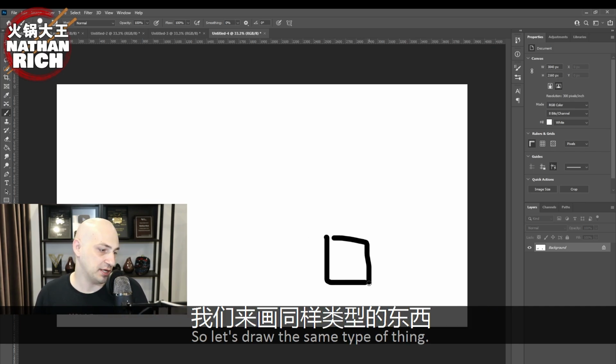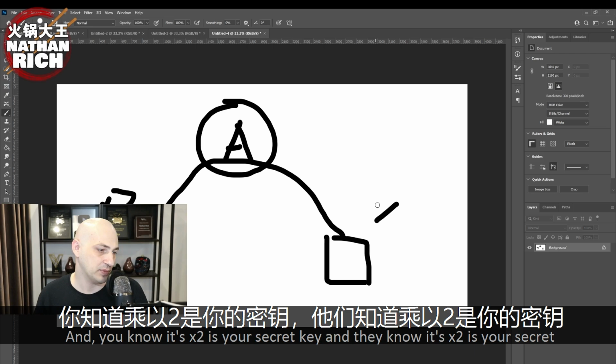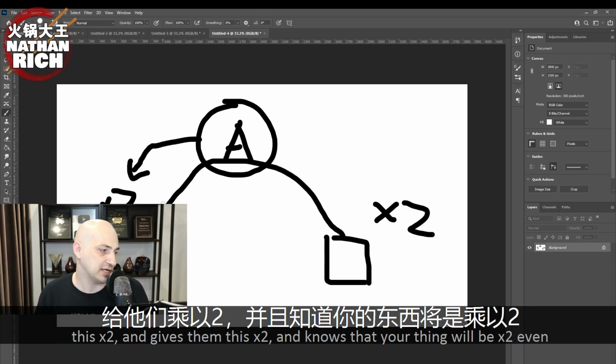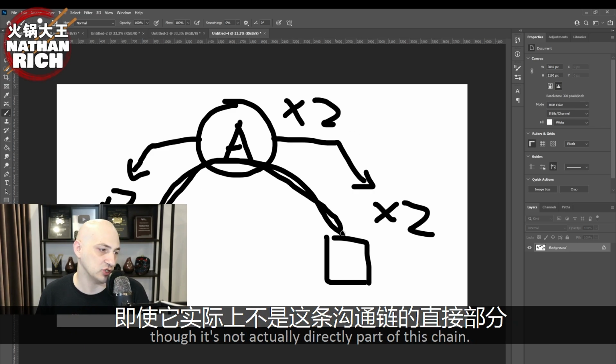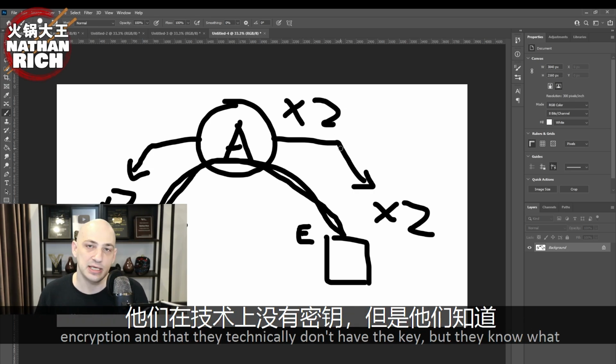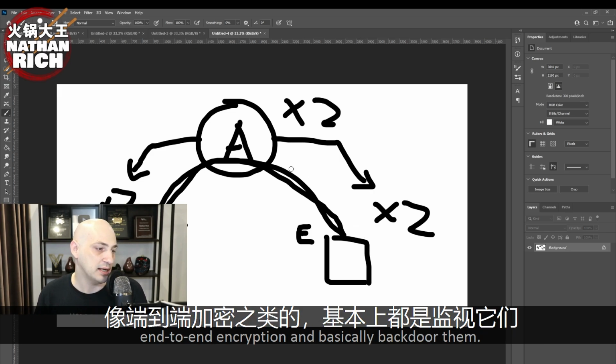So let's draw the same type of thing, and you've got Apple here, and you're communicating through them, and you know it's times 2 is your secret key, and they know it's times 2 is your secret key. The problem is, as one example, Apple can design software that gives you this times 2 and gives them this times 2, and knows that your thing will be times 2, even though it's not actually directly part of this chain. That's one of many different examples of ways that they can still use end-to-end encryption, and that they technically don't have the key, but they know what your key would be. These are very slippery ways that corporations can still claim things like end-to-end encryption and basically backdoor them.